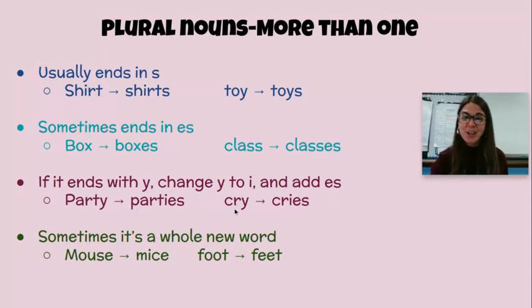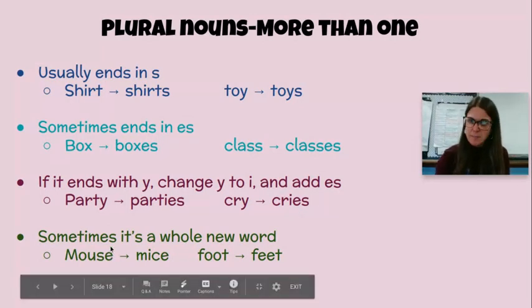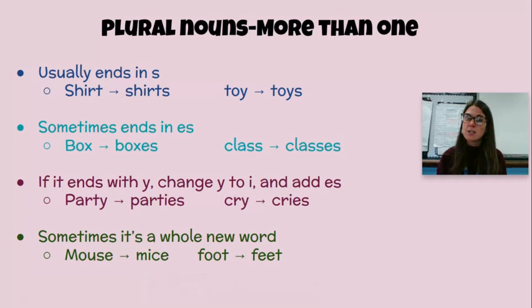Cry. I heard the babies cry. Okay, ends in a Y. If we heard several cries, I heard the babies cries. Then we would change the Y to an I and add ES. And then sometimes it's a whole new word. One I know that you have done before, mouse becomes mice. It's a whole different word. Foot becomes feet. So today in your sentences, I want you to be sure to look for plural nouns that are spelled wrong, and I want you to spell them correctly.